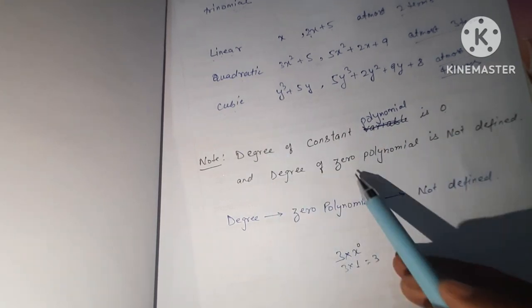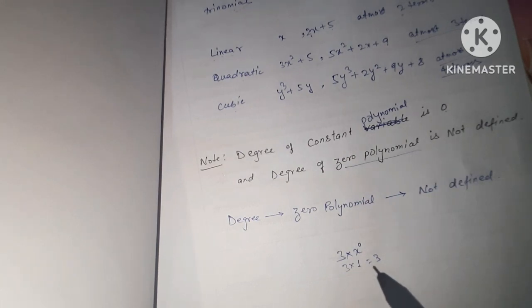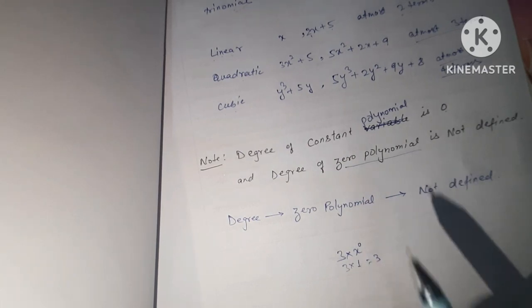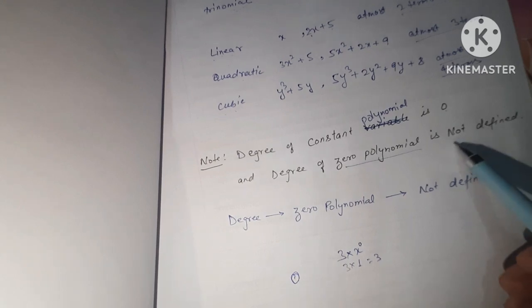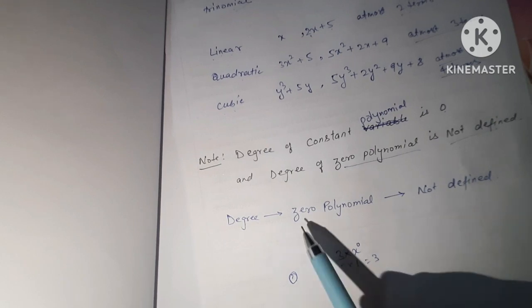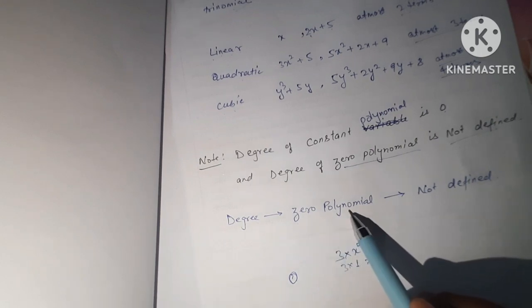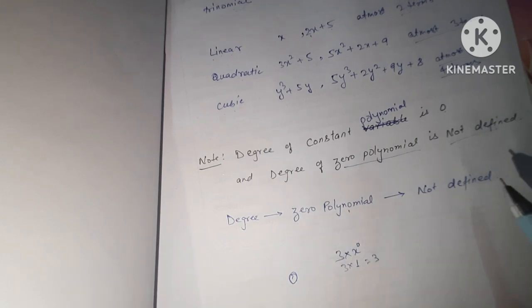If there is a zero polynomial, it means the value is 0. In this condition, we are not able to define the degree of that polynomial. It means if there is a 0 polynomial, its degree is undefined.